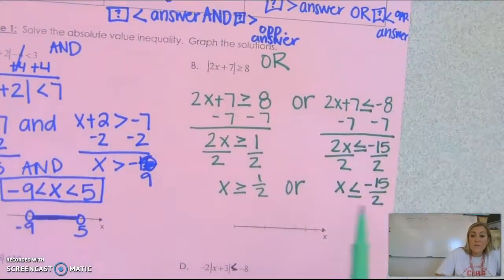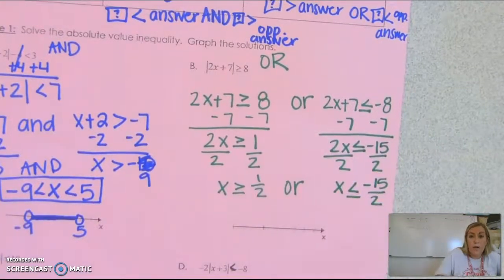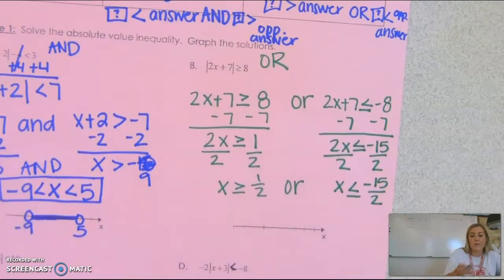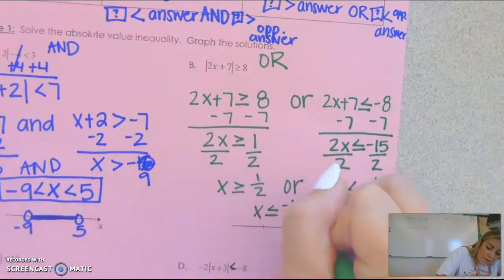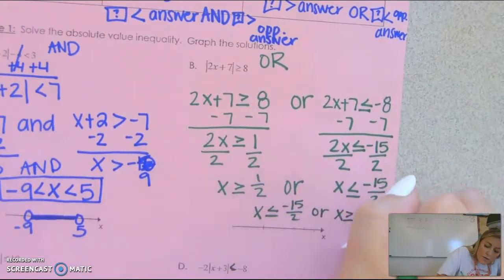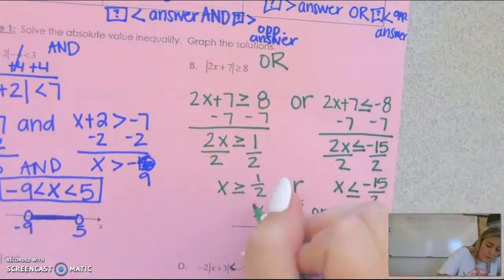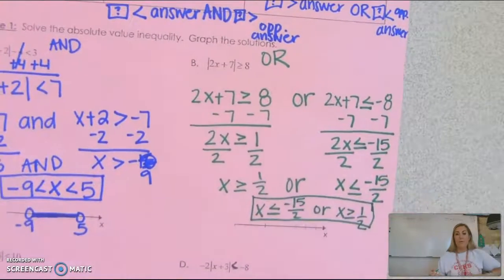Now, if I looked at these, I want to make sure that they're in the right order. I have a negative over here on the left, and I don't like that. I like to make sure it goes from least to greatest. So I'm just going to rewrite this for my final answer with the -15 over 2 first and the 1/2 second. So that right there is how I write my final answer.